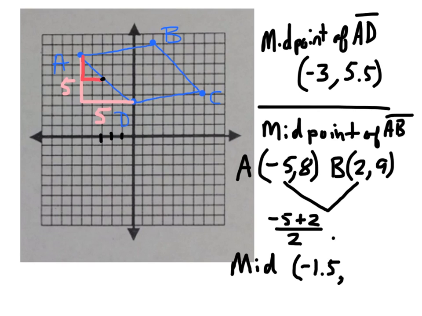To find the midpoint's y coordinate, I just take the y's and average them together. The average of 8 and 9 is 8.5. Or if you didn't trust that and want to just use the formula, it'd be 8 plus 9 divided by 2, which would be 8.5 for my y coordinate. So if I found that point, negative 1.5, positive 8.5, you would see that that midpoint looks right in the picture.